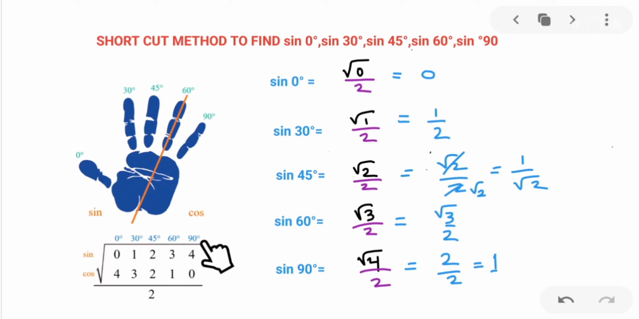So this is the table to remember that. What we have to do is first you write root 0, root 1, root 2, root 3 and root 4 and divide the numerators by 2. So sine 0 value is root 0 by 2, that is 0. Sine 30 value is root 1 divided by 2, that is 1 by 2. Sine 45 value is root 2 divided by 2, that is 1 by root 2. Sine 60 value is root 3 divided by 2, which is root 3 by 2. And sine 90 value is root 4 divided by 2, that is 2 by 2, that is equal to 1.